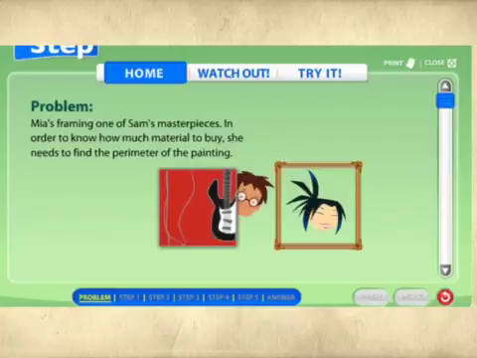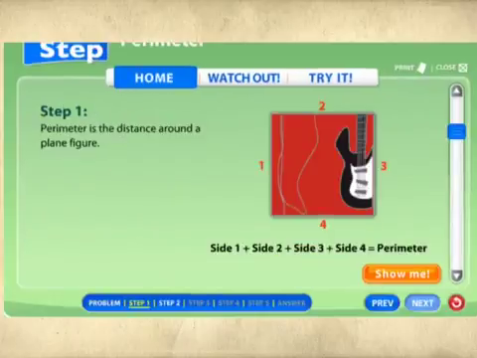Mia's framing one of Sam's masterpieces. In order to know how much material to buy, she needs to find the perimeter of the painting. Let's help Mia find the perimeter, taking it step by step. Let's first understand what perimeter is. Perimeter is the distance around a plane figure. To find the perimeter of a shape, you find the sum of the length of its sides.